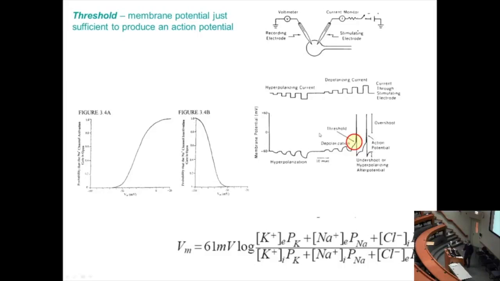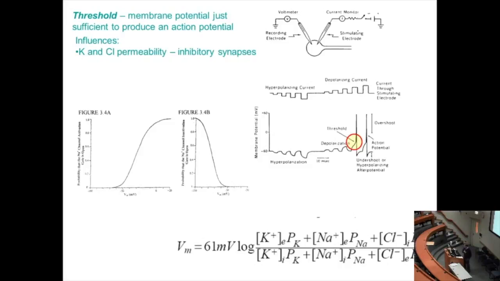So this demonstrates what happens when you don't hit threshold. You get a little bit of a depolarization, it falls back down. And when you do hit threshold, you generate an action potential through that self-sustaining reaction that I described, okay? Influences on the threshold potential. It is not the same in every cell. It is not the same under all conditions.